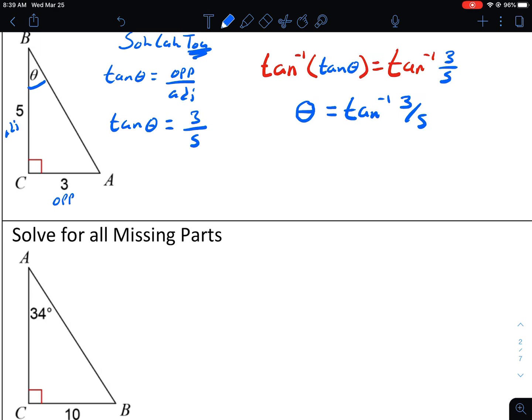And on your calculator, to get the inverse trig function, you press the second key and then hit the trig function you want to use. And so I do inverse tangent of 3/5. And we get 21.801 degrees.